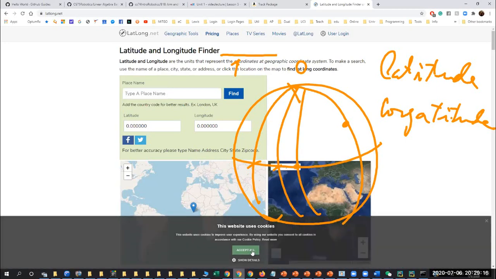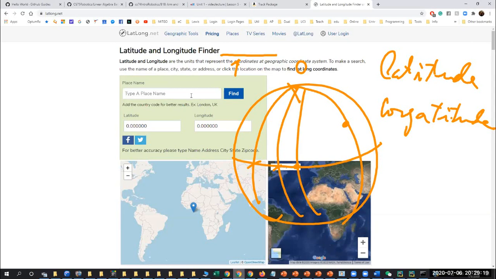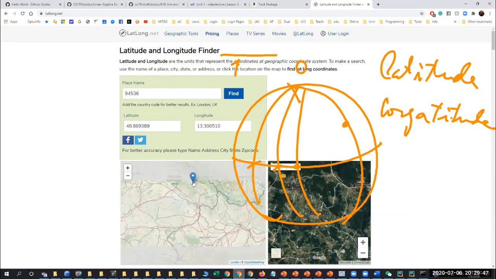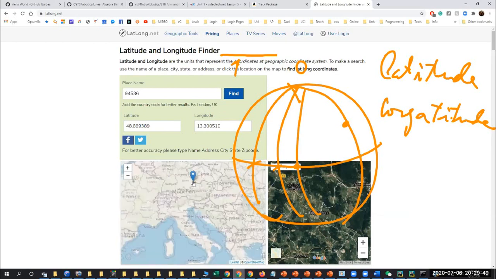What is that? Let's try San Francisco. Still can't find it. Okay, zip code. And this zip code is totally wrong. I mean, where it is? No.